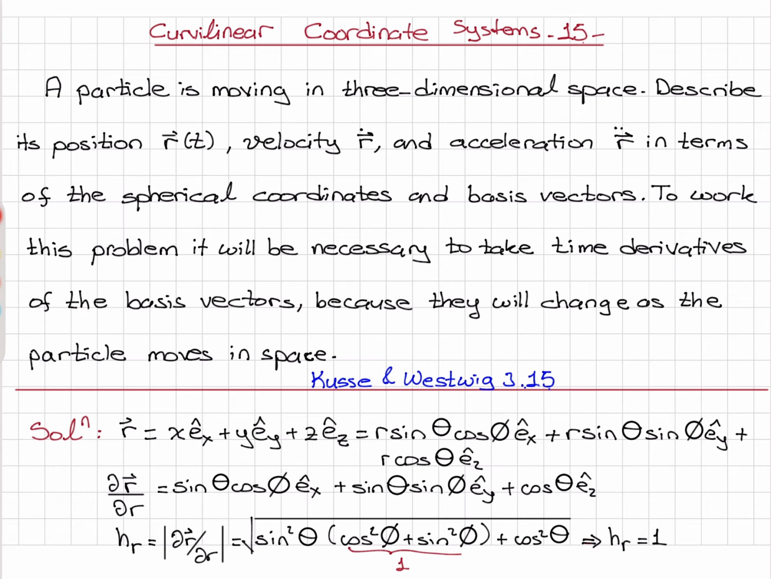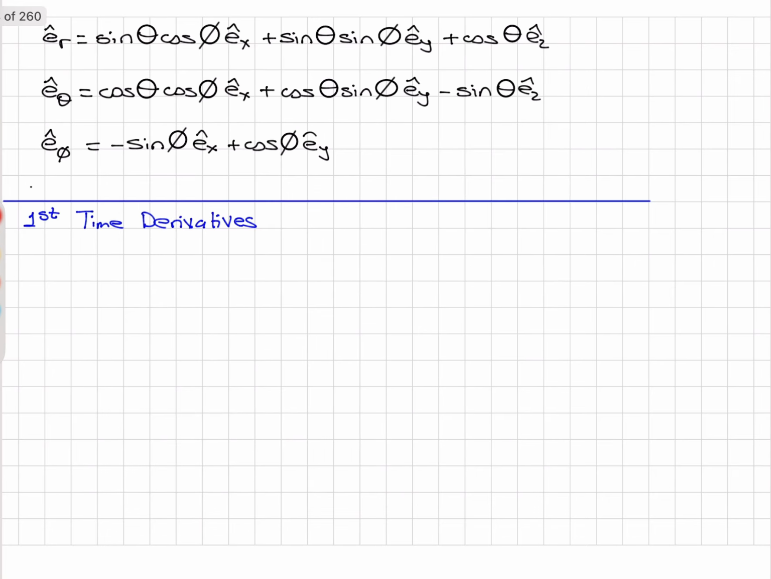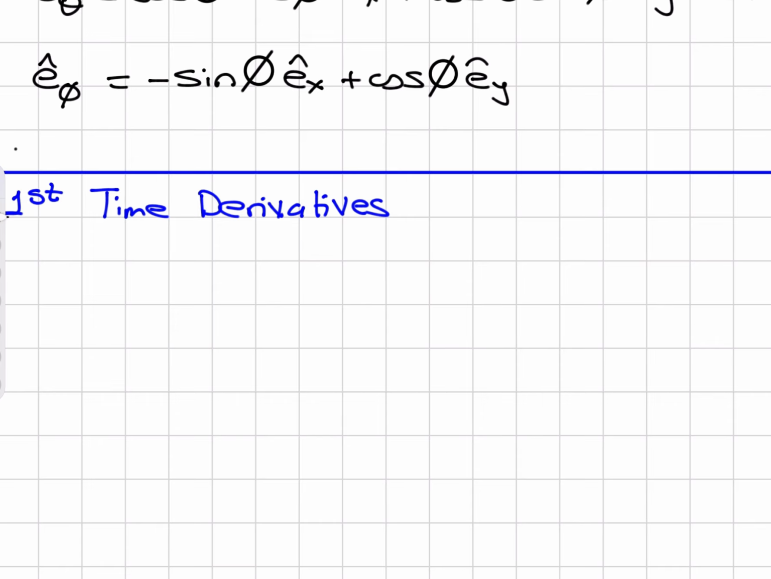So previously we worked on these basis vectors, so we found the scale factors and then we calculated what the basis vectors should be, and here is the result. Now we have all possible coordinates here, theta and phi, that can vary with time. So we need the time derivatives of the basis vectors, as was mentioned in the problem, to solve for position, velocity, and acceleration. So here we can work on the time derivative of the radial basis vector, d e_r hat dt.